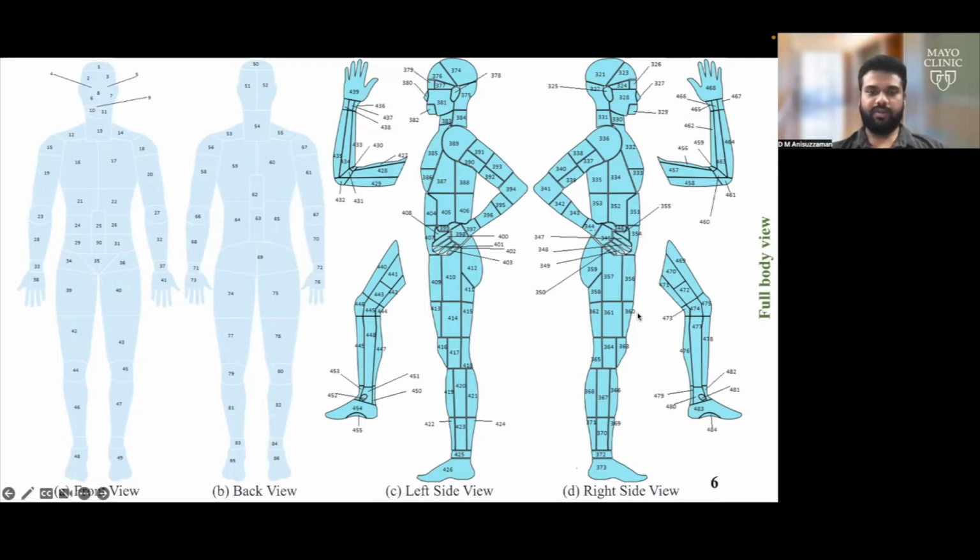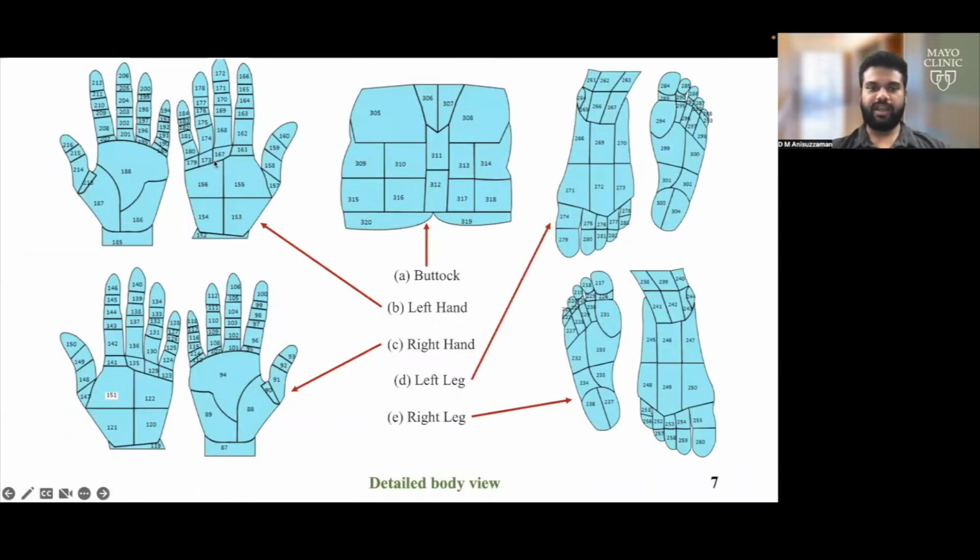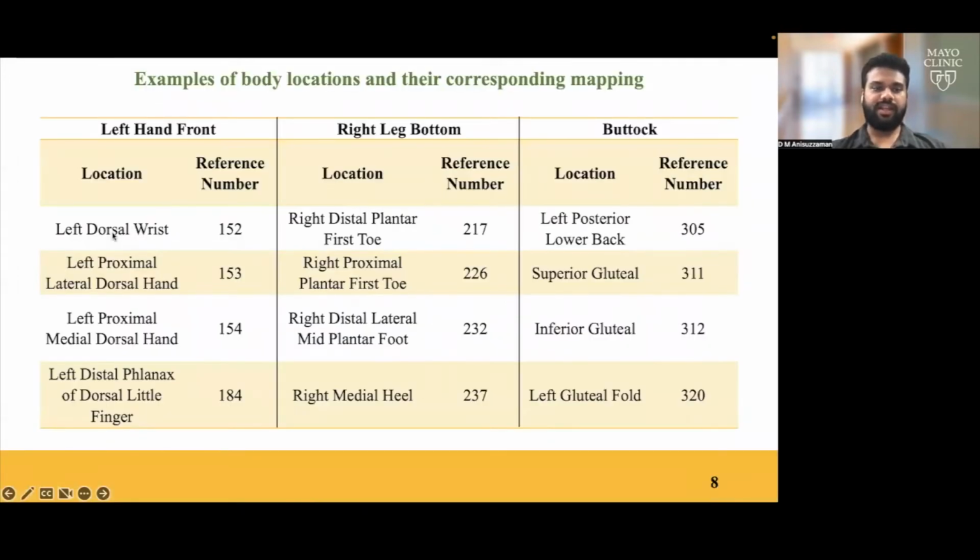As I told you earlier, we have some special focus areas, which are the hand, legs, and buttock area. In these areas, the 4 types of wound I talked about are most likely to appear. That's why these body maps are more detailed. Though you are seeing a number for each part in this body map, they all have a specific name. For example, left dorsal wrist has a reference number 152. All 484 locations have a specific reference number, and in our deep learning model, we actually use this reference number.